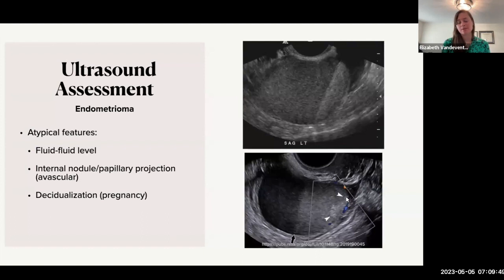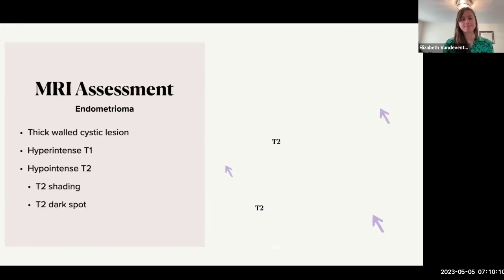Another atypical presentation is a solid nodule, which typically occurs along the wall of the endometrioma here. The nice feature about this is that we can see that it's avascular. They've put the color flow Doppler box over it, and there's no flow within. This is just within the wall. A third atypical presentation that we can see is decidualized endometriosis, and we'll touch on that with a little more detail in a little bit.